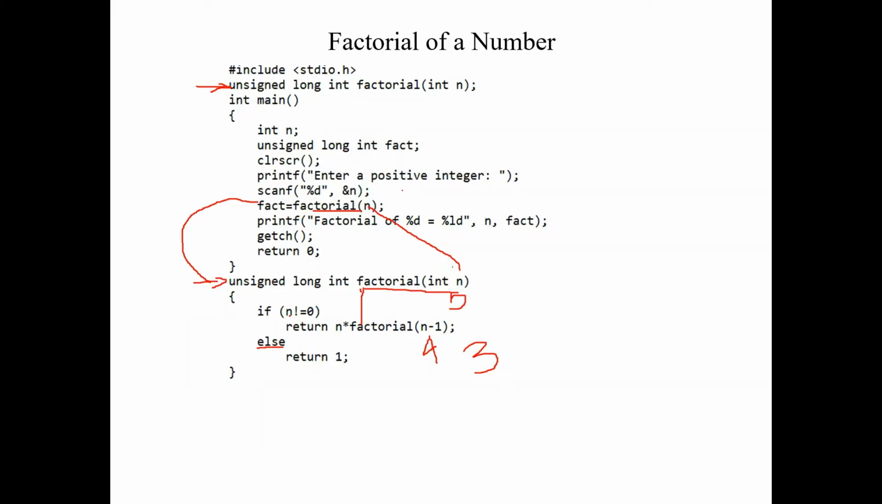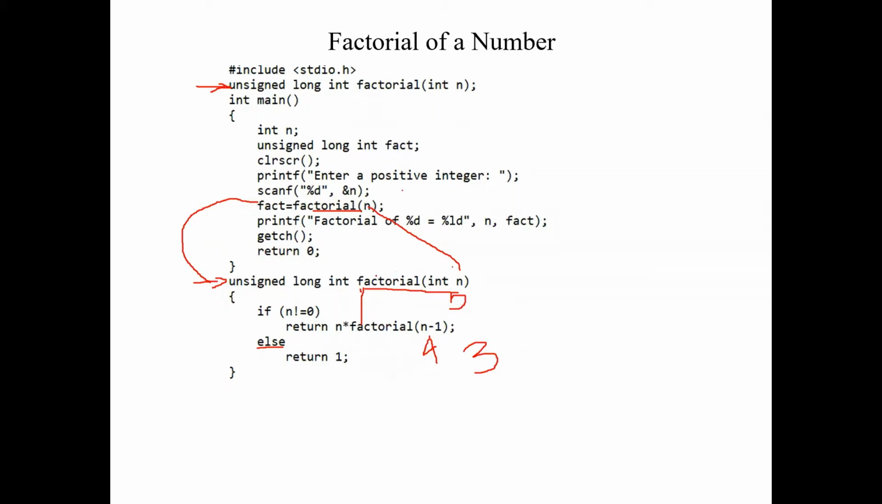It will be checking whether 3 is not equal to 0. You know that current value of n is 3. It is not equal to 0. Again, it will be calling 3 into factorial of 3 minus 1. Again, it is 2, so it will be passing 2. Again, it will be checking whether 2 is not equal to 0. Then it will be returning 2 into factorial of 2 minus 1. You know that 2 minus 1 is 1.